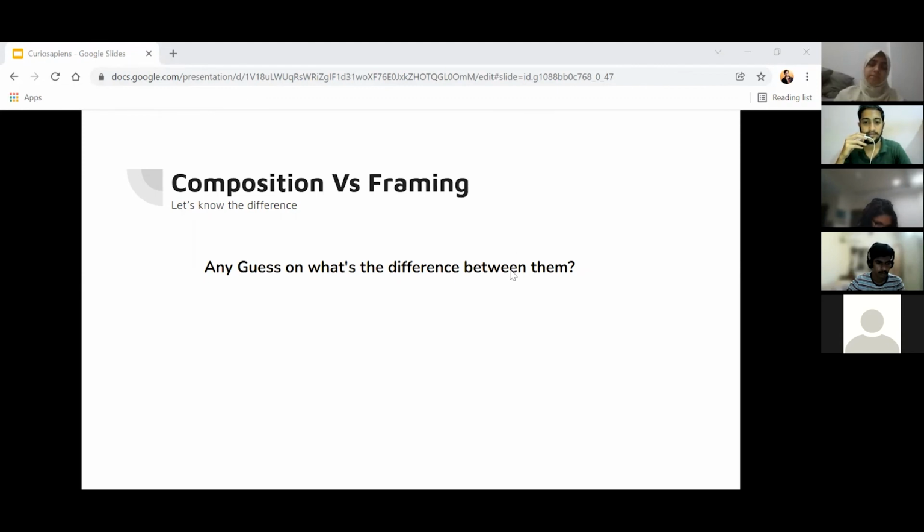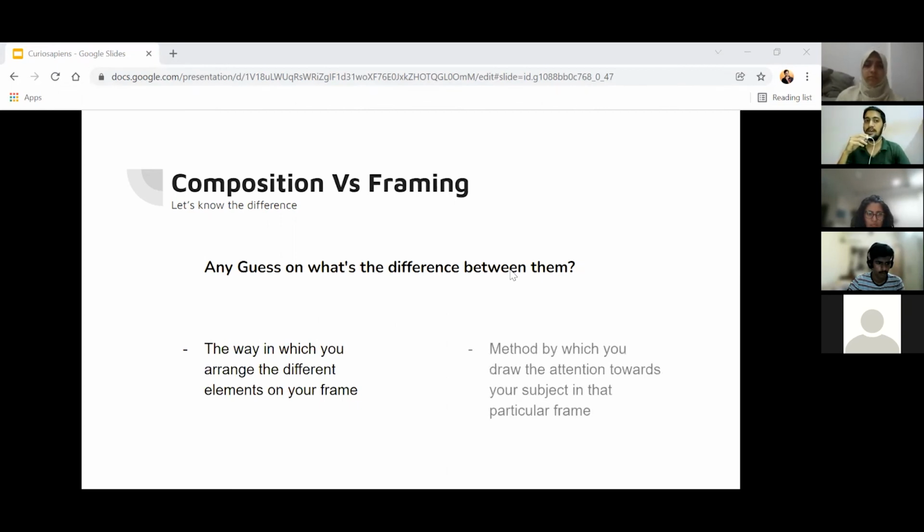The major difference: the way in which you arrange the different elements in your frame is called composition, and the method in which you draw attention towards your subject in the frame is called framing. So this is the major difference. Now we have learned how you arrange the subject in a particular frame, the 5 major composition techniques, and there are 3 major framing techniques that you need to know that will help you create better frames.